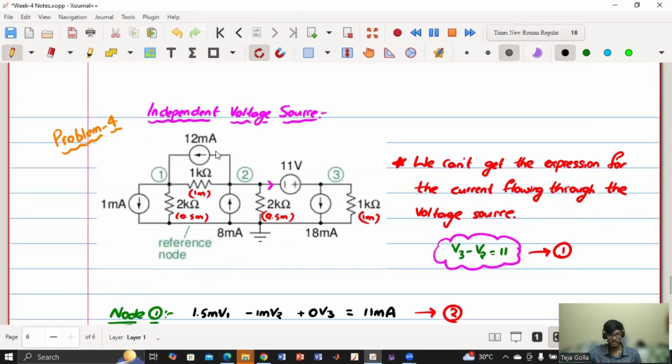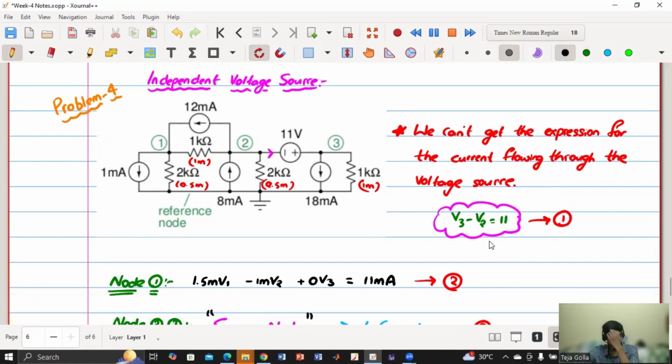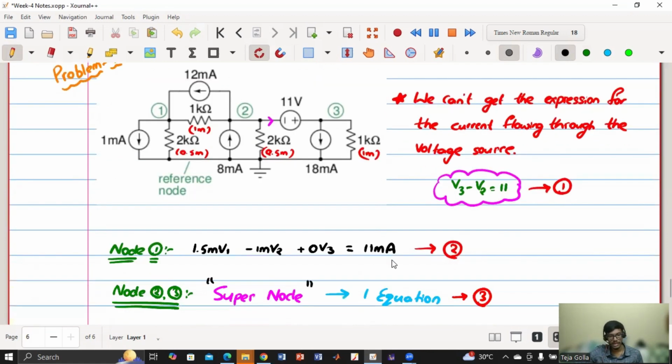Let me just summarize. If there is any independent voltage source, the issue is we cannot directly get the expression for the current flowing through this voltage source. So we will not be directly getting the current through this. But one additional advantage is you can directly get the relation between V2 and V3, which is V3 minus V2 equals 11. At node 1, there is no issue. We have directly written this expression.